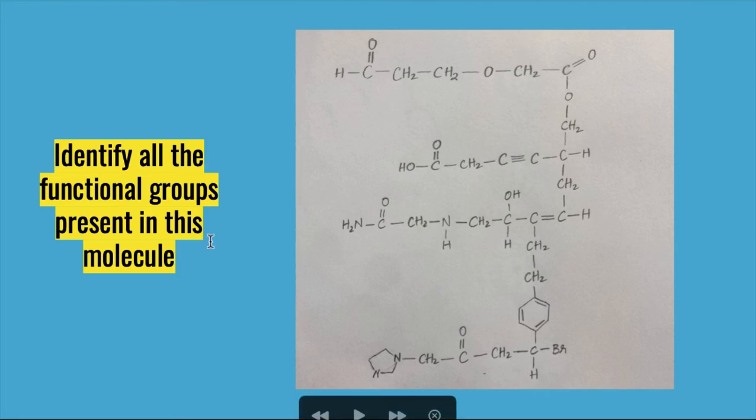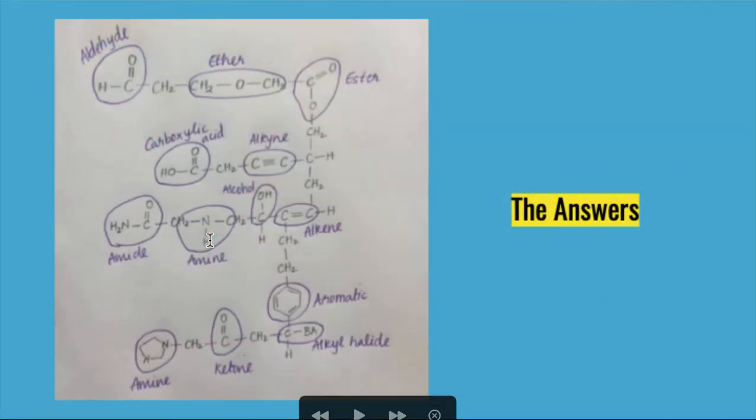Okay, so now that you guys have gotten a chance to work on it, here are the answers. So again, we'll go over them together. We'll start from this top corner. We have a C double bonded to an O, so a carbonyl group with an H on one side and an R on the other. So that would be an aldehyde.